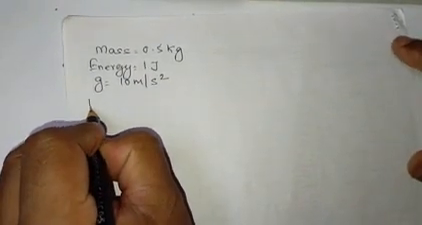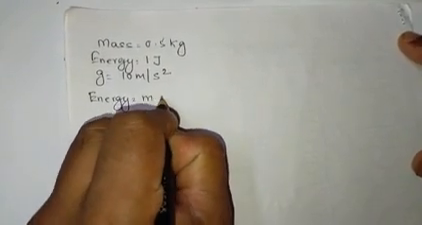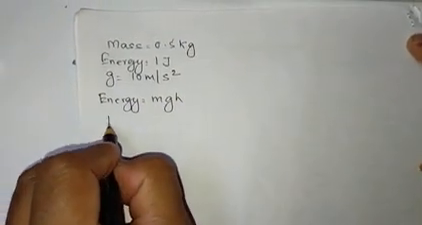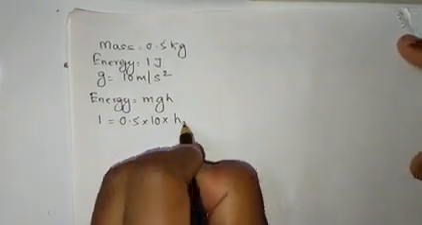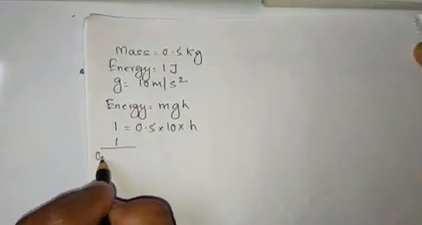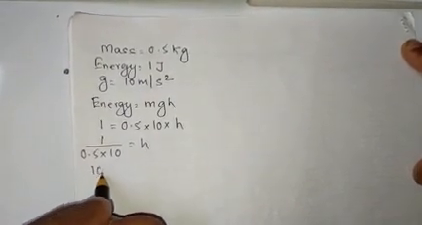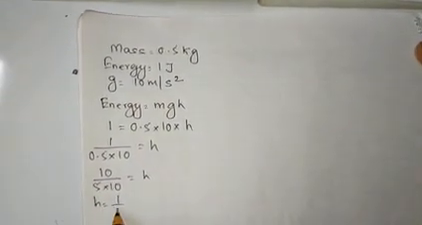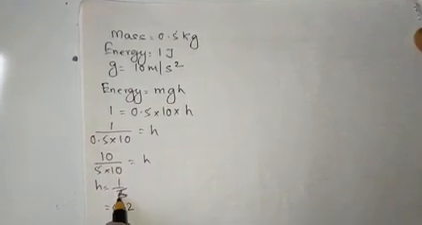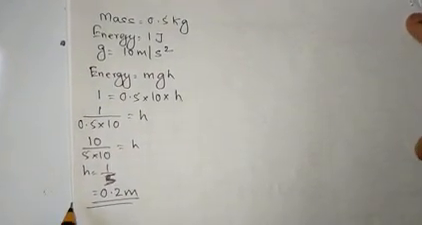So we know that energy is mgh. Energy is given as 1, mass is given as 0.5, g is given as 10. We want to find out h. So it will be 1 by 0.5 into 10. That will give me h. That will be 10 by 5 into 10, that is 1 by 5, that is 0.2. 0.2 meter is the height.